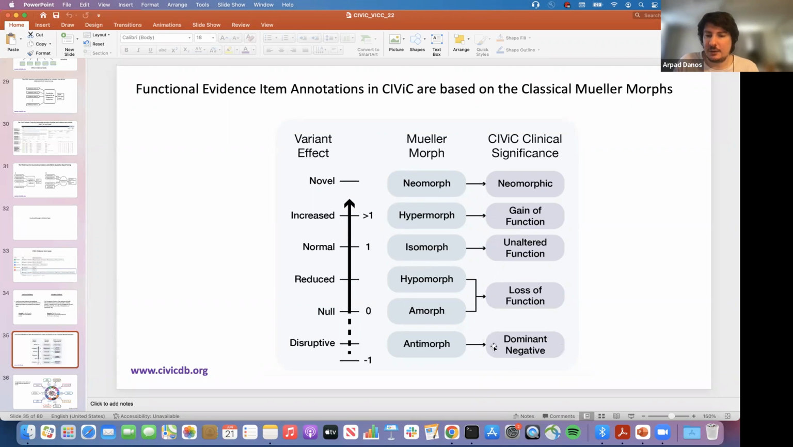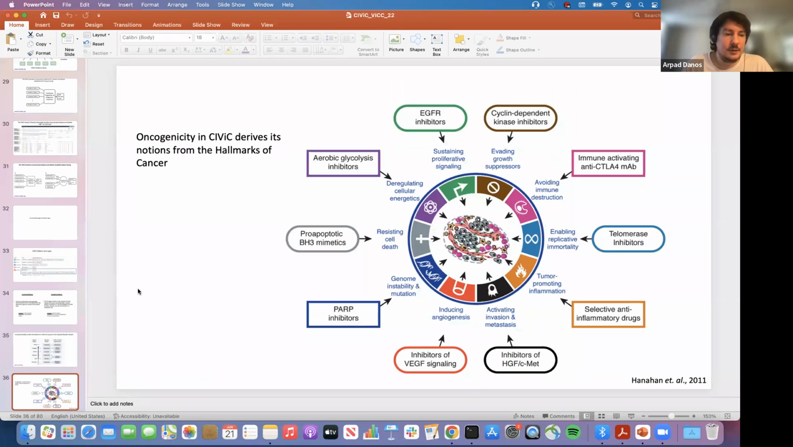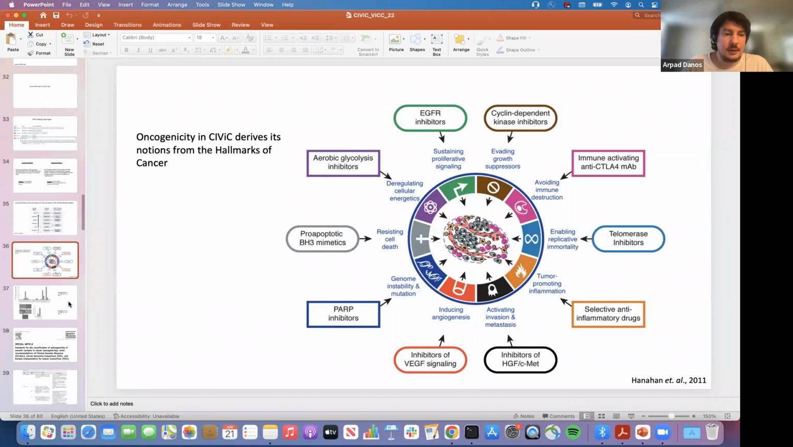A dominant negative will knock out its normal function copy, and then neomorphic is off the scale. So these are the ways we're thinking about functional evidence. It really breaks right into Muller's morphs on the one hand, and hallmarks of cancer on the other, and that's the way to kind of think about that.